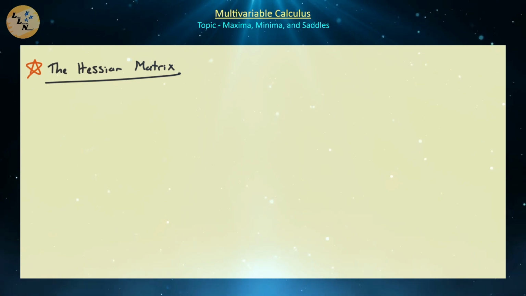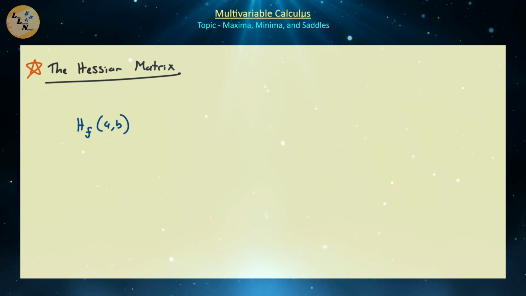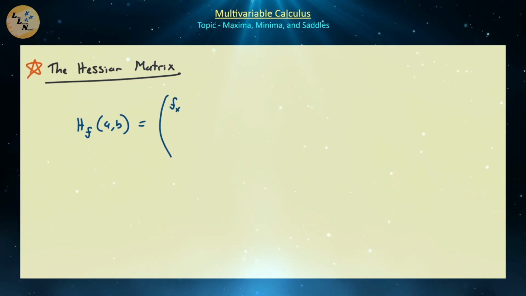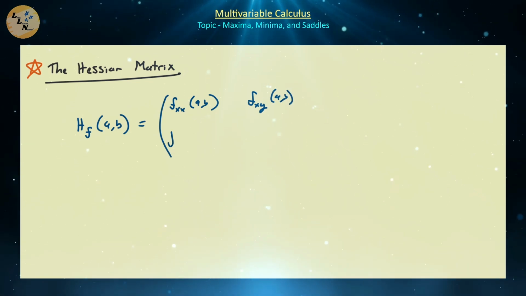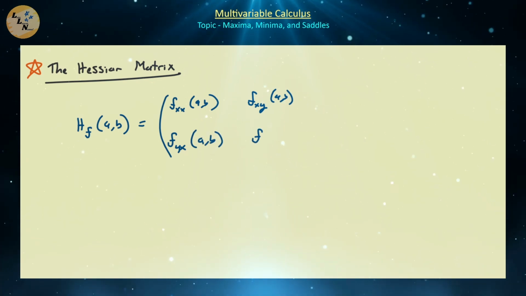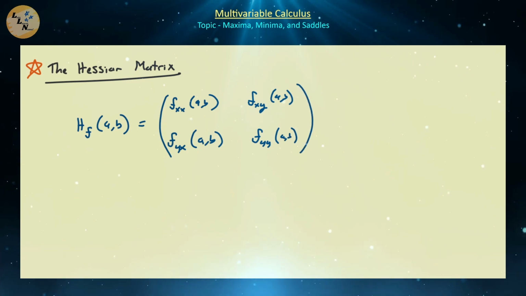So the first piece of machinery that we need to define here is what is called the Hessian matrix of a function. So the Hessian matrix of a function f evaluated at some point, let's say (a, b), where (a, b) is in the domain of f, is going to be given by, for 2 dimensions, a 2 by 2 matrix: the second partial derivative of f with respect to x twice evaluated at (a, b), then the mixed partial second derivative xy evaluated at (a, b), then the mixed partial yx derivative evaluated at (a, b), and the second partial derivative with respect to y evaluated at (a, b).